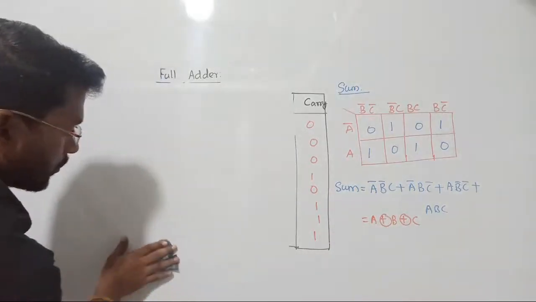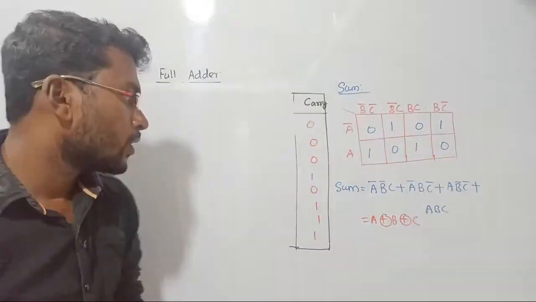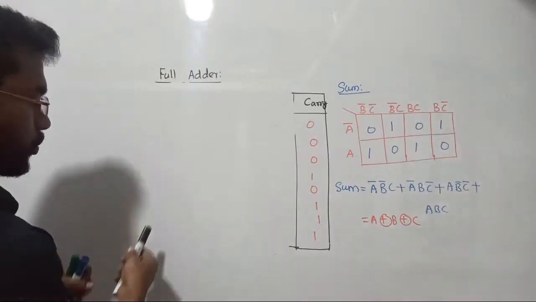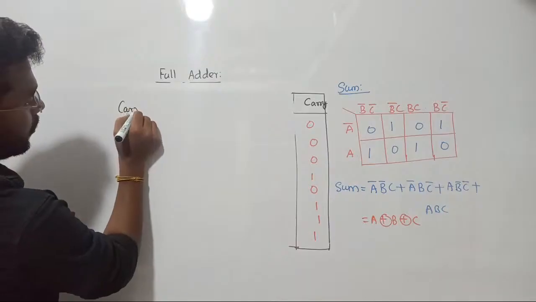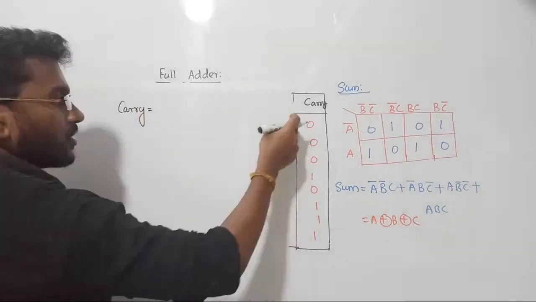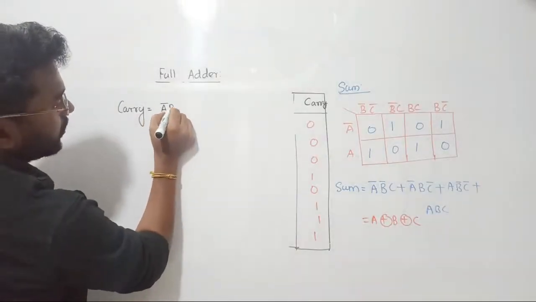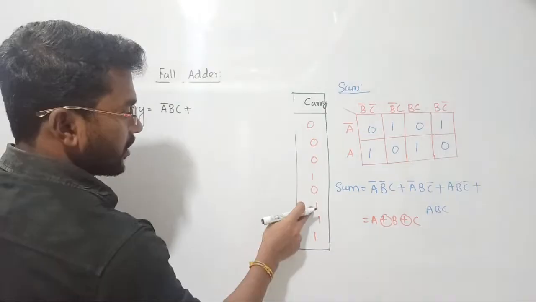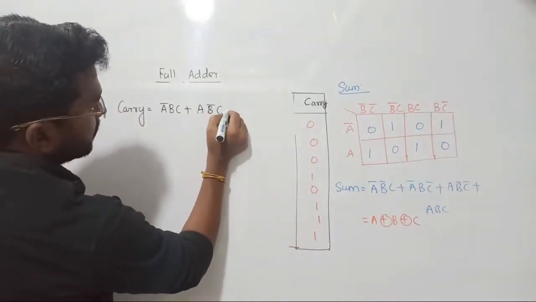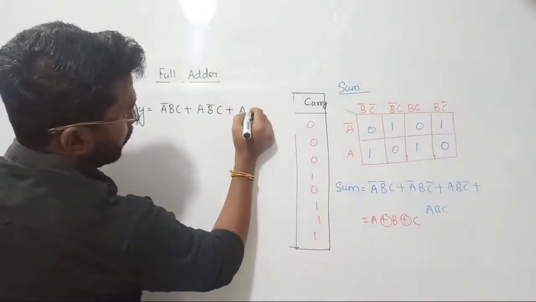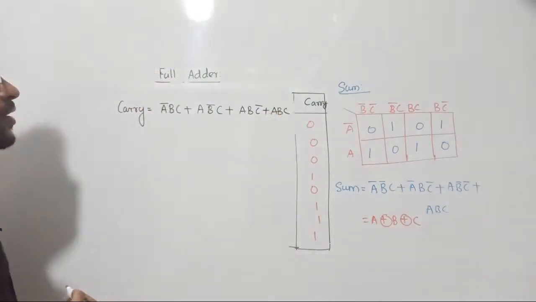Let me rub this one. For carry we have 4 variables, of course. Yes, for carry we are getting 4 terms only, that is true, right? Carry can be expressed as 0, 1, 2, 3 is there, right? So 3 is a bar b c. 4 is not there. 5 is 101, so a b bar c, and then 110 is a b c bar, and then 7 is going to be abc, correct?